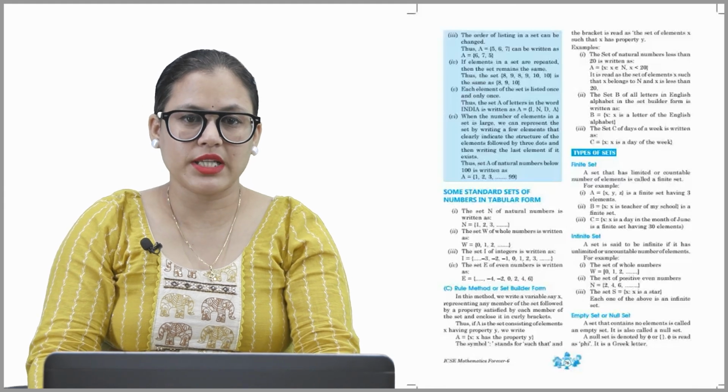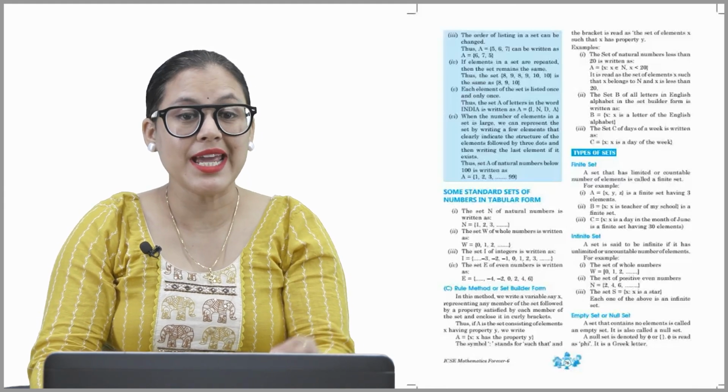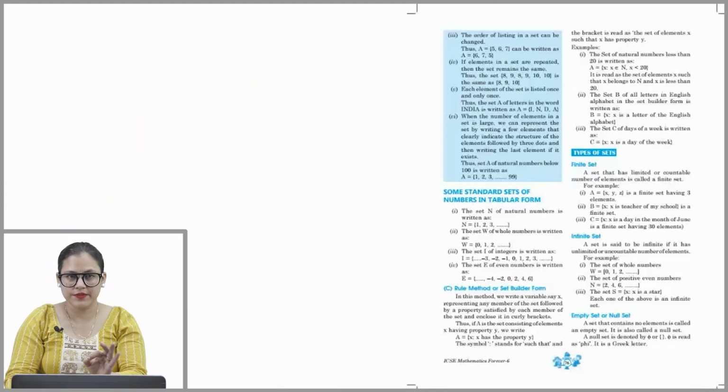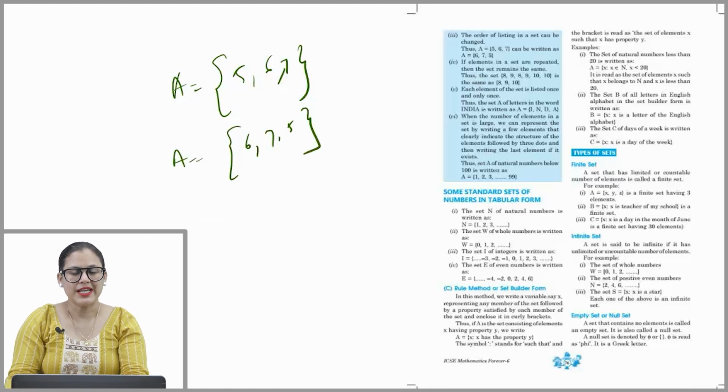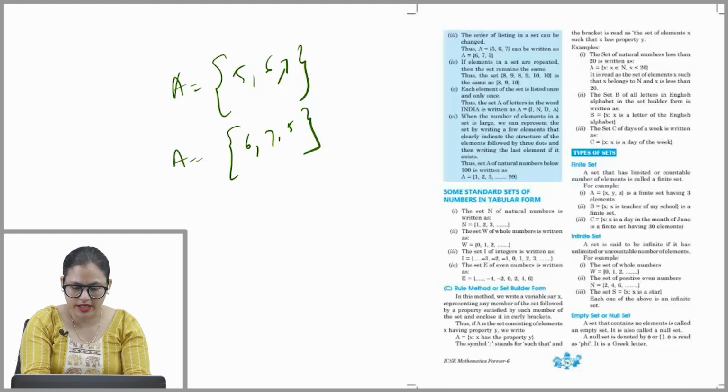3, the order of listing in a set can be changed. Thus, A = {5, 6, 7}, and this can also be written as {6, 7, 5}. You can change the order, right? 4, if elements in a set are repeated, the set remains the same. Thus, the set {8, 9, 8, 9, 10, 10} is same as {8, 9, 10}.